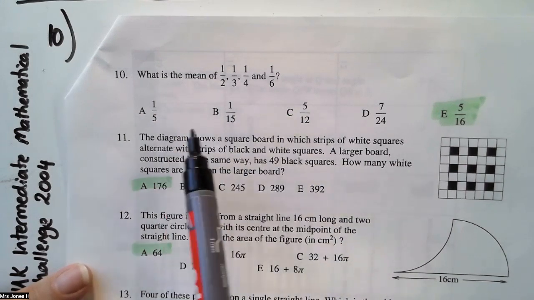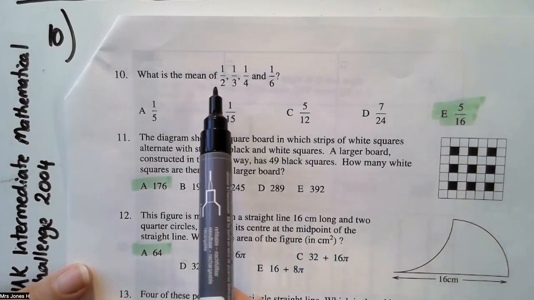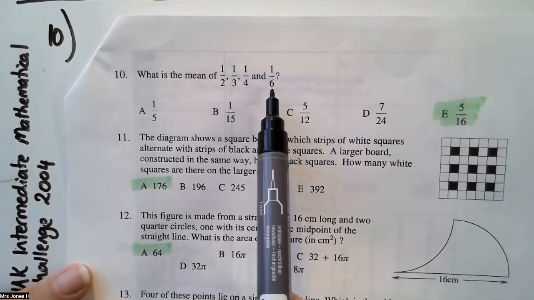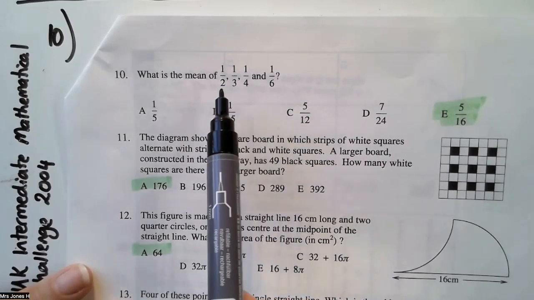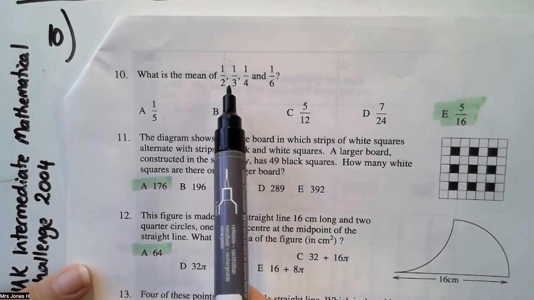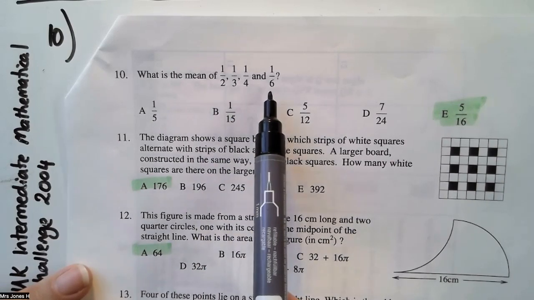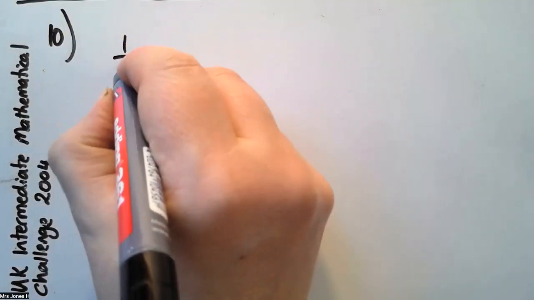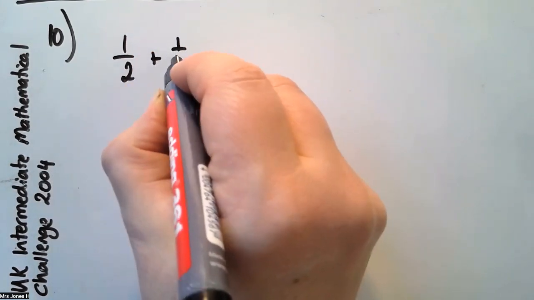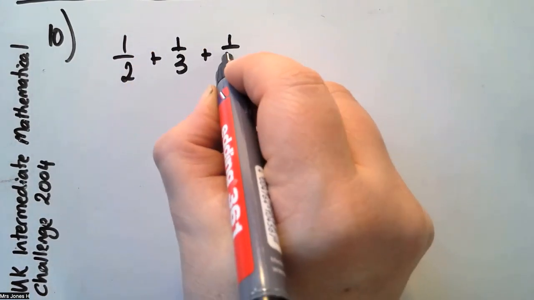We're going to leave them as fractions because the answers here are fractions, but each of these is considered to be a number. We have 4 numbers, and therefore when we're finding the mean, we have to add together the value of those 4 numbers and divide by the number of numbers. So the first thing we're going to do is add these fractions together.